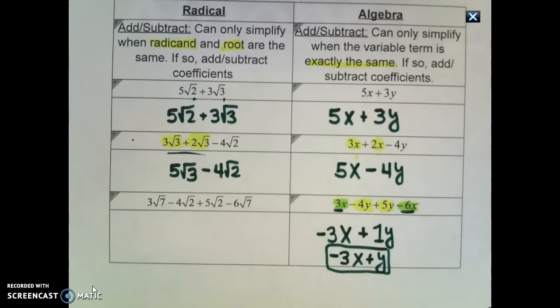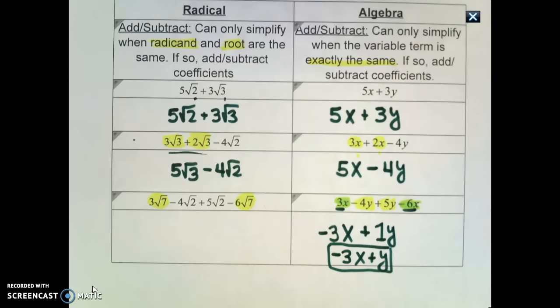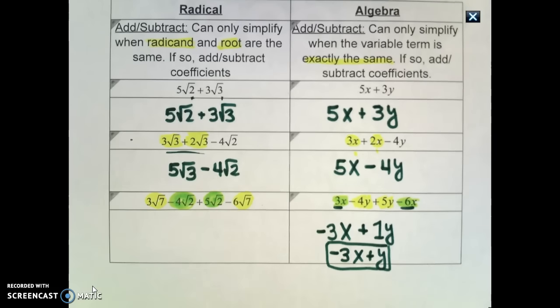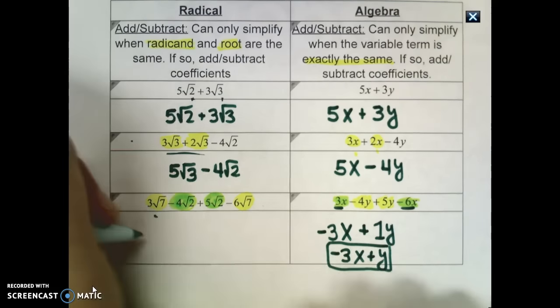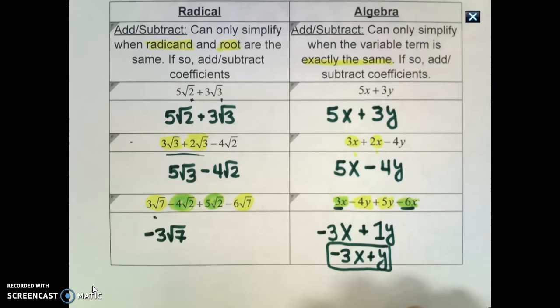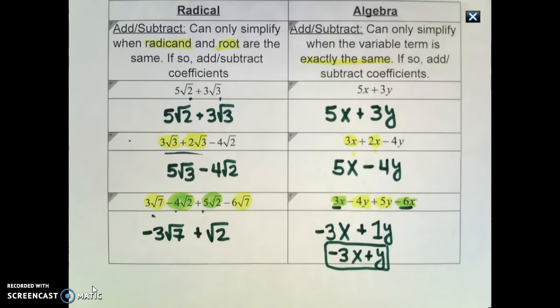Moving into the last example. We have a 7 as a radicand. And we also have a root 2 and a root 2. So just like we've done before, we're going to be able to add those like terms by combining their coefficients together. 3 and negative 6 will give me negative 3 root 7, so I leave the radicand be, just like I did with the variables. And negative 4 root 2 plus 5 is positive 1 root 2, or just square root of 2.